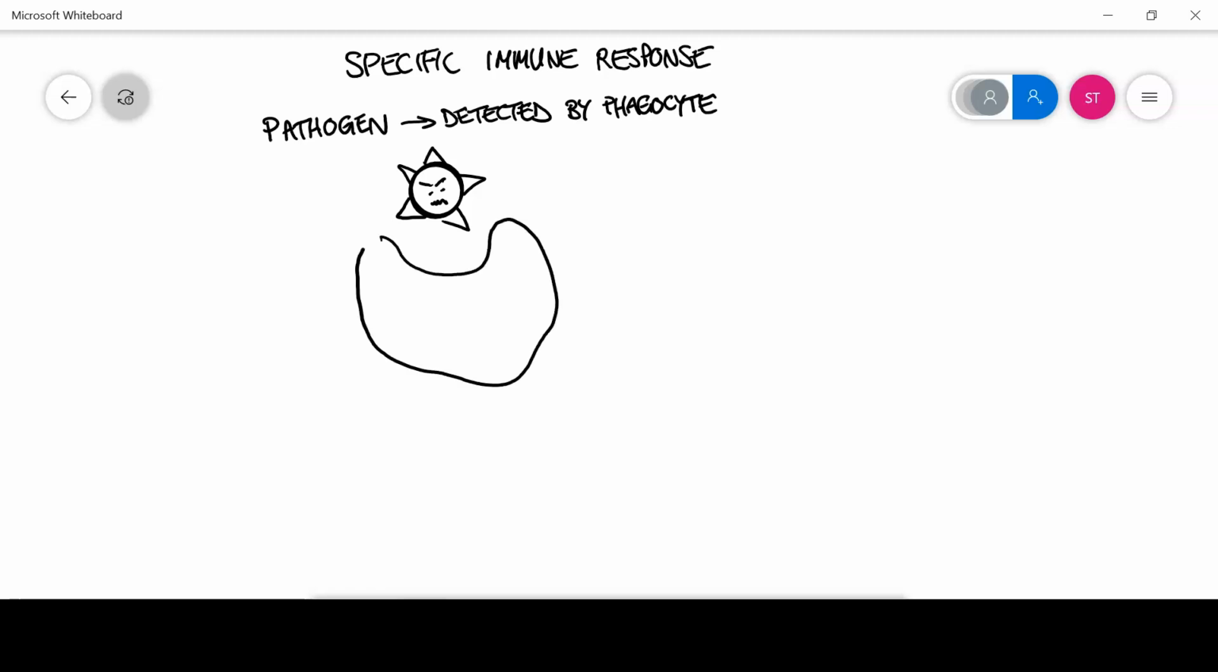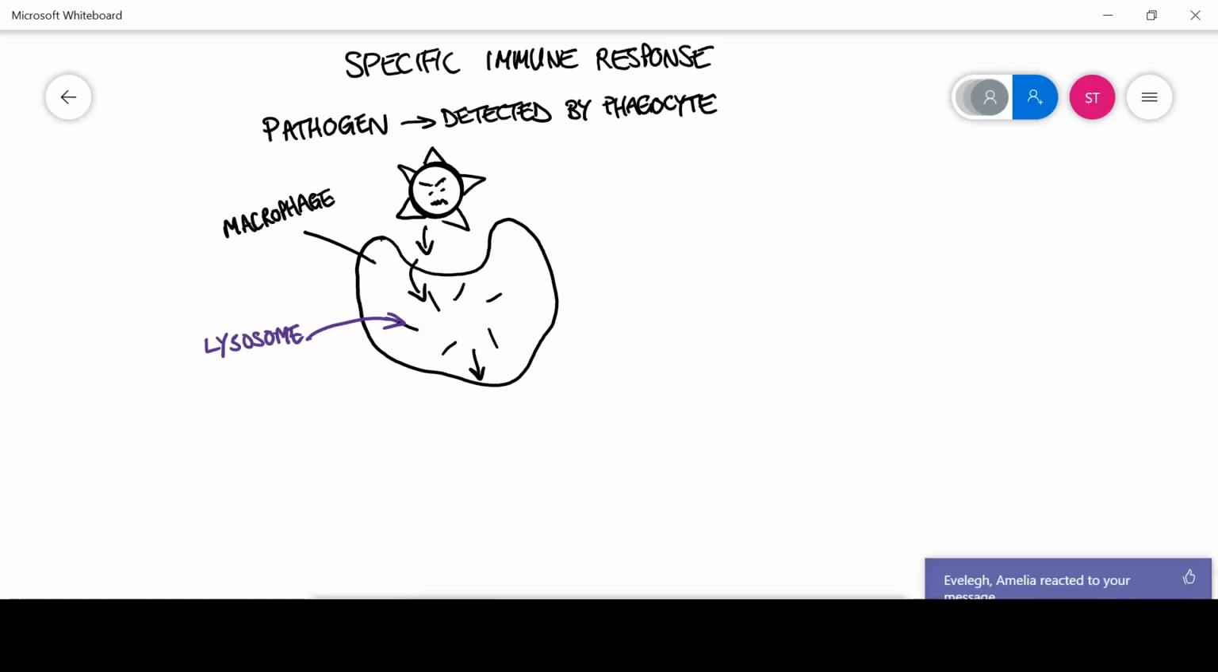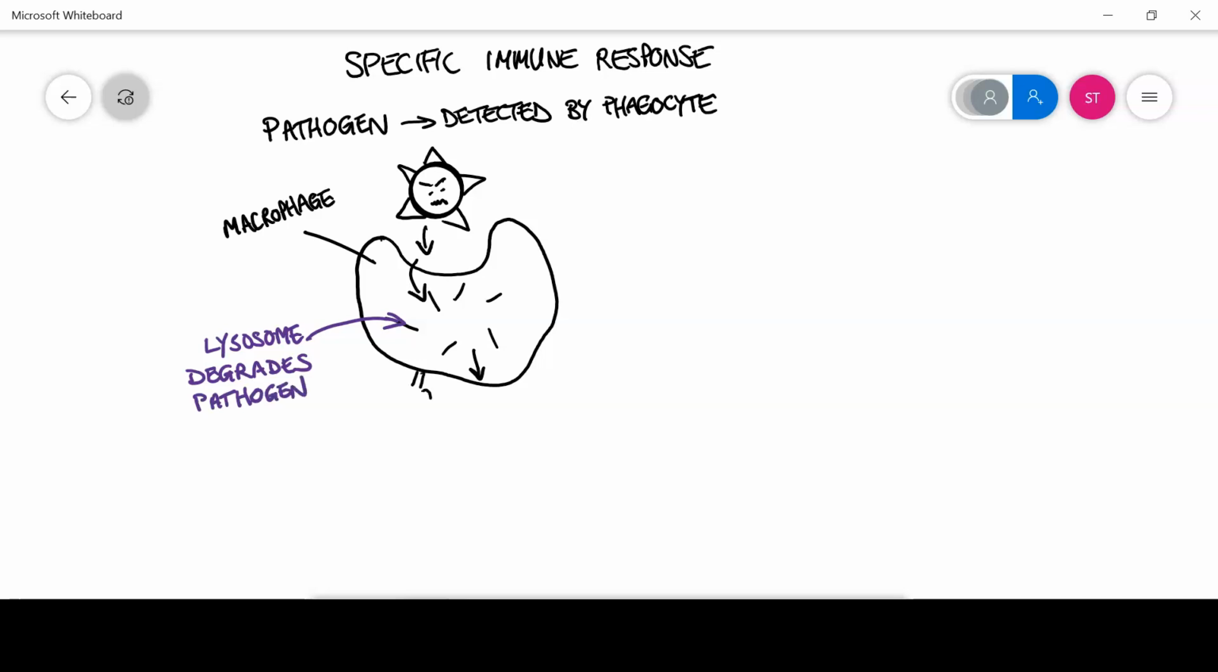To start with, the initiation of the immune response occurs when a pathogen with a foreign or non-self antigen on its surface enters the body, and this is detected by a macrophage. The macrophage will engulf the pathogen by phagocytosis, and that will destroy it. From here, two things happen.